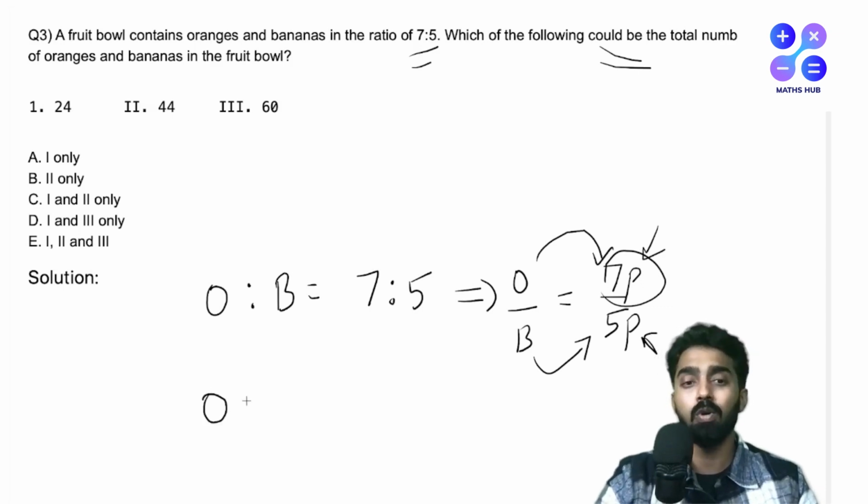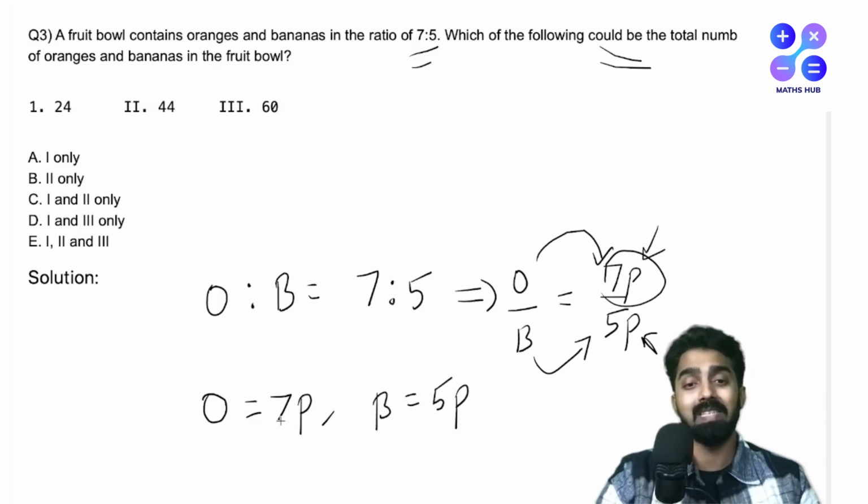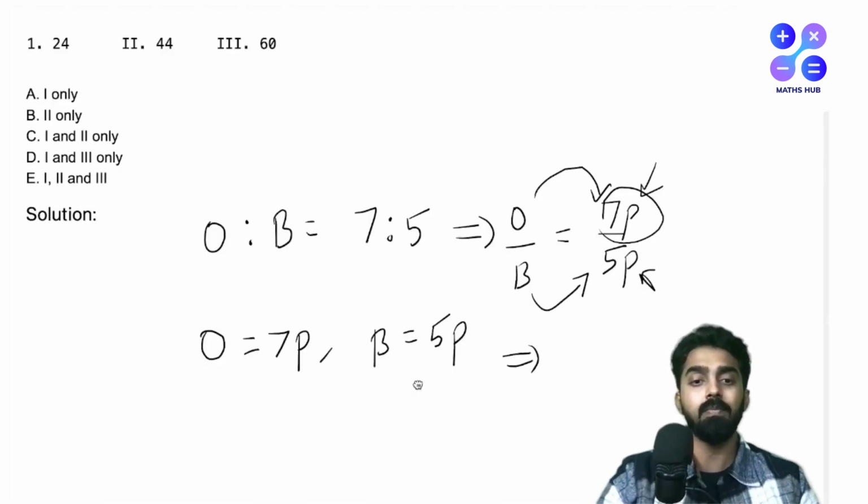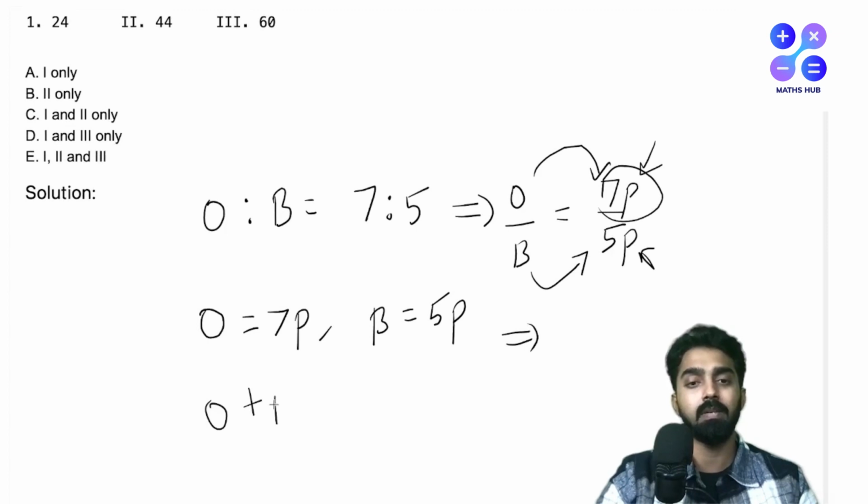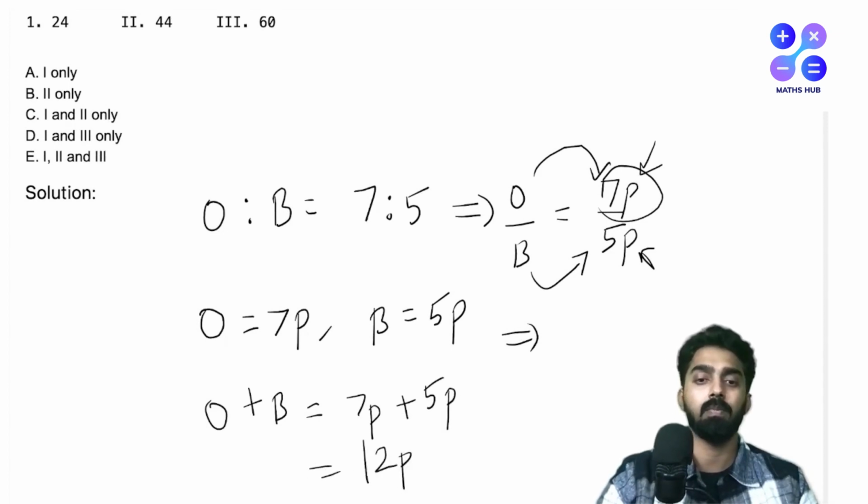Even if we don't know it, our idea is not to find the exact value. We just need to find what could be. So when O is 7p, B is 5p. We don't know exactly how much that is, but we can say O plus B would be 7p plus 5p, which is 12p.